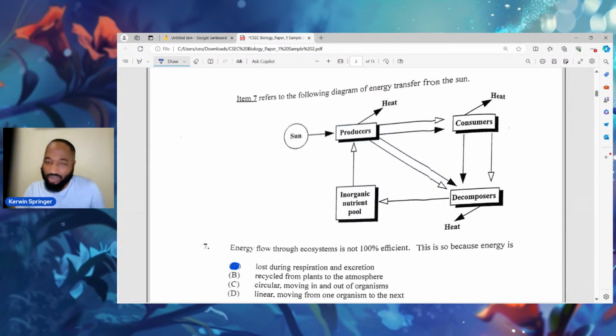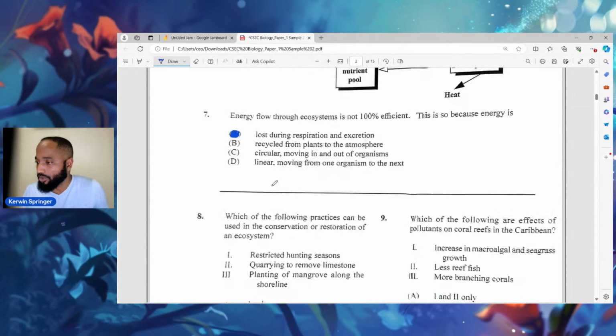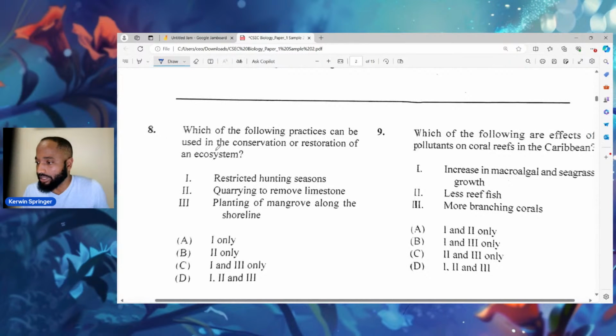They're losing energy during respiration and excretion, and also incomplete digestion of the food would also be a factor. Plenty factors.